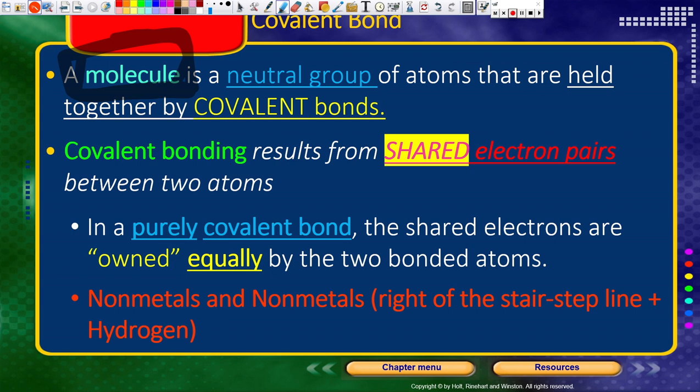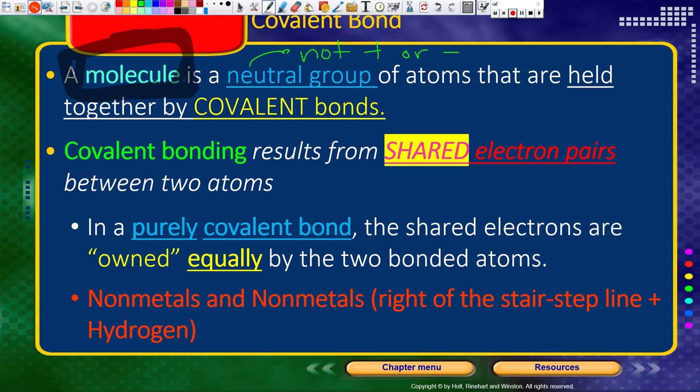All right. So a molecule is a neutral. So let's stop there. What does neutral mean? It's not positive or negative. It's neutral. It's balanced. It's a neutral group of atoms that are held together by covalent bonds. Covalent bonding is a result of the sharing of electron pairs.